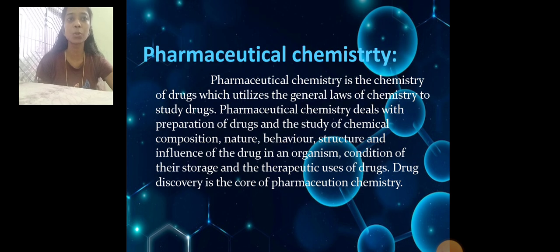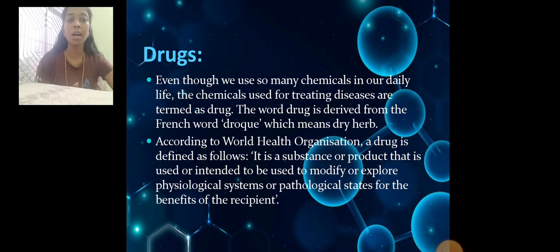Then is pharmaceutical chemistry. Pharmaceutical chemistry deals with the preparation of drugs and studying their chemical composition, nature, behavior, structure and the influence of the drugs on an organism. All these things come under pharmaceutical chemistry, and under this we have drugs. A drug is a substance or product that is used to modify physiological systems or pathological states.